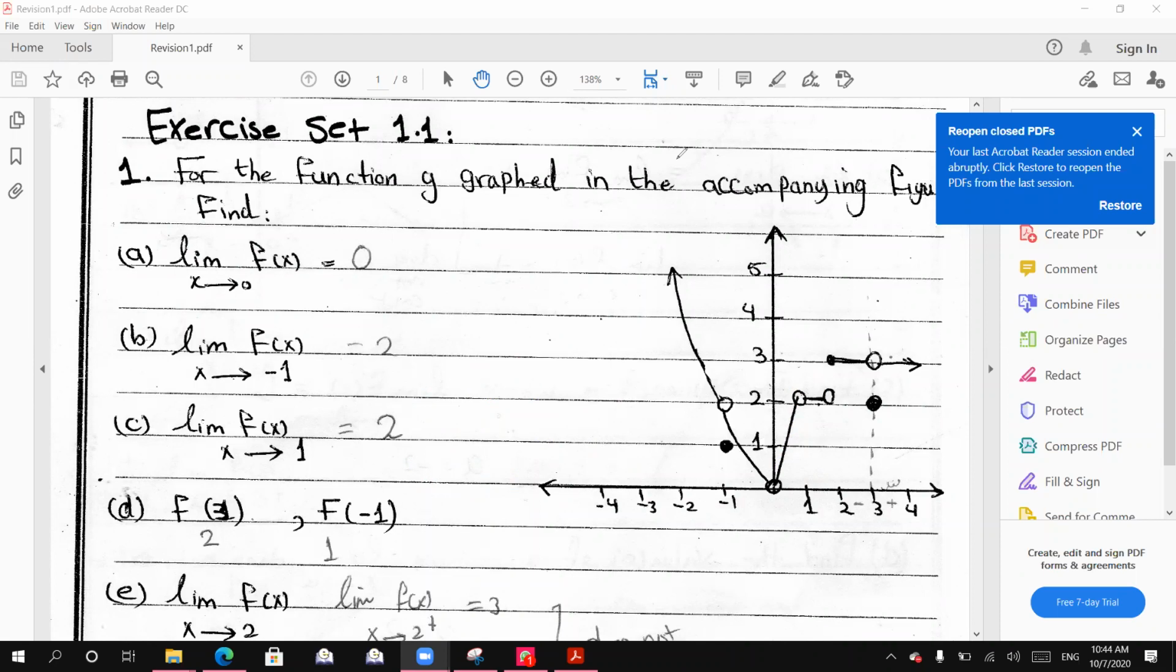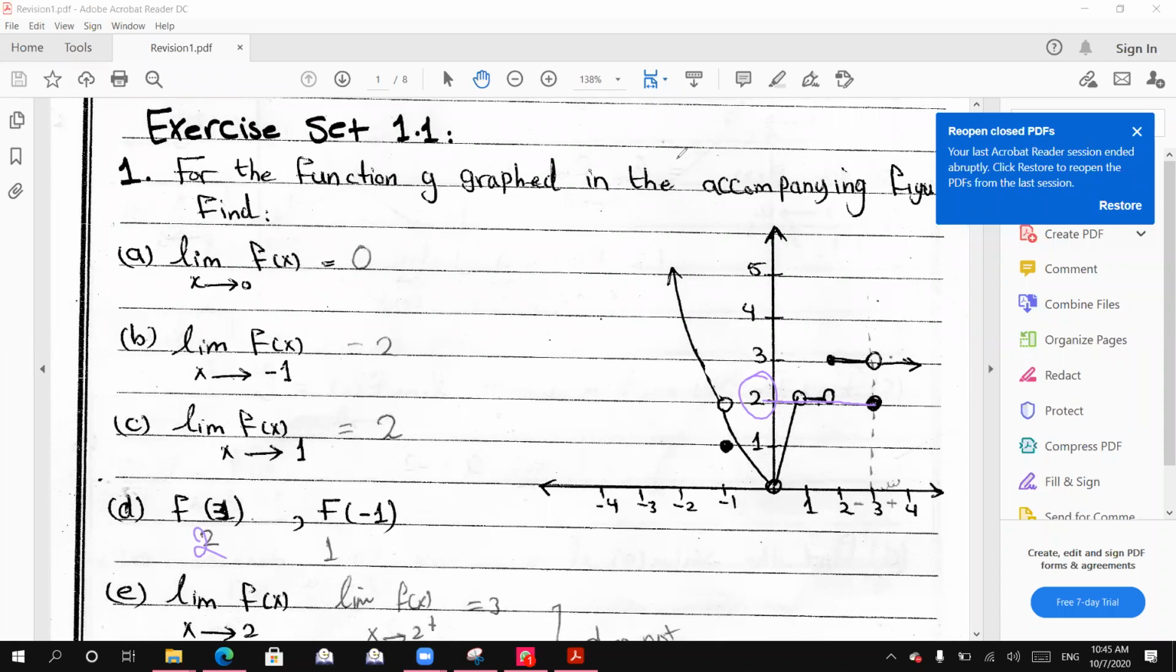Yes. You can use it. Now f of 3. Okay. For f of 3 here, where is 3? Here is 3. I want to find the value of the function at point 3. I will look at the open or the closed circle. The closed. Thank you. So the closed circle is at point what? 2. So the f of 3 now is 2.